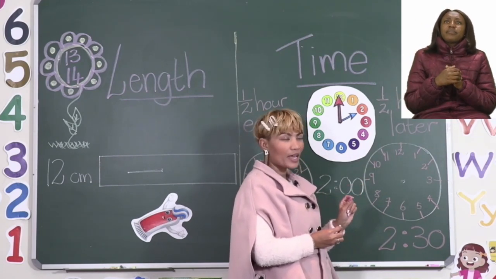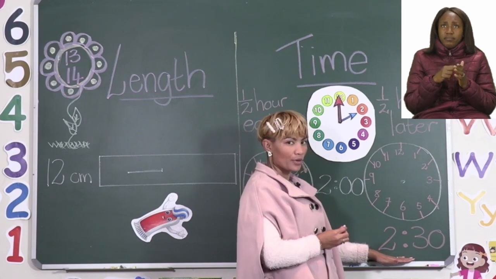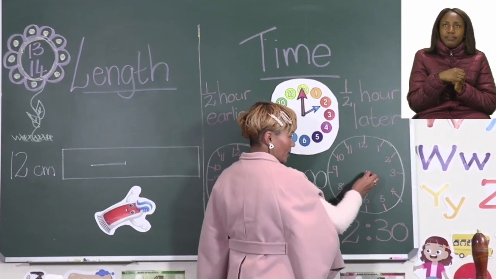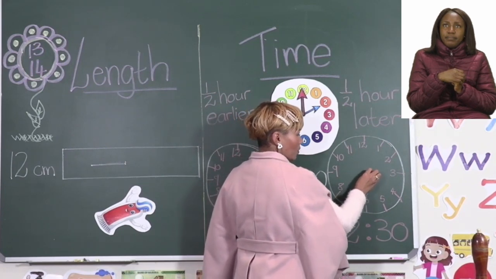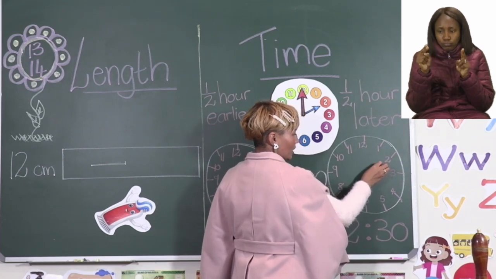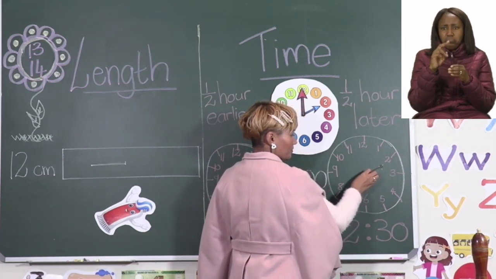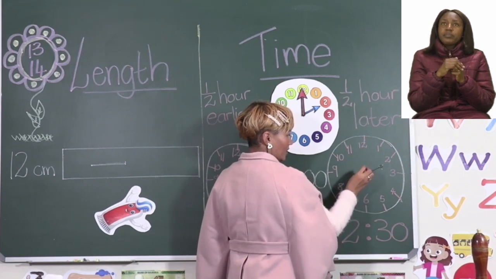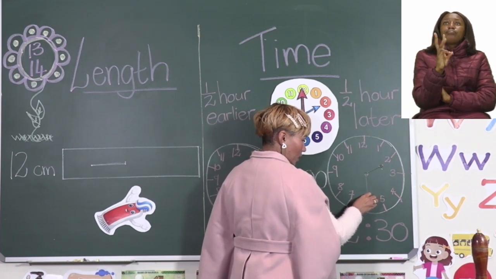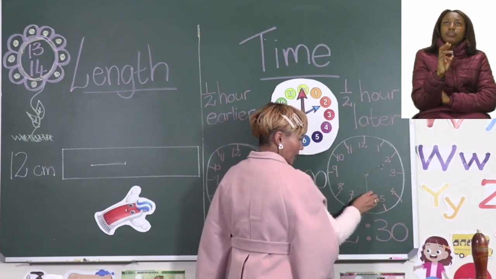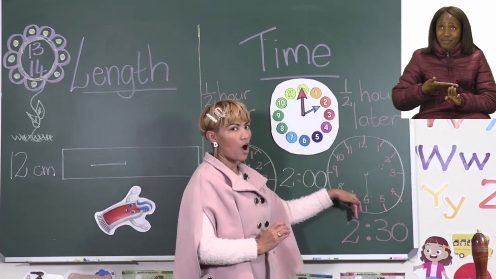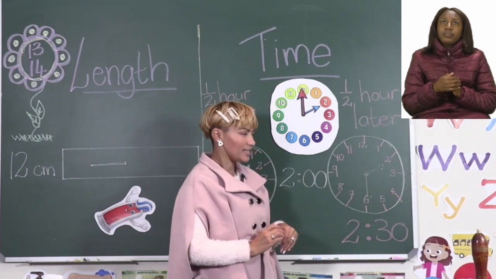Okay, let's move on to the next one where we have to show half an hour later. Now, if we say half an hour later, then our time will be 2:30. Okay, so we put our short hand just between our 2 and 3 because it is past the hour, and our long hand we put at our 6 again because, like we said earlier, it shows 30 minutes or half an hour later.